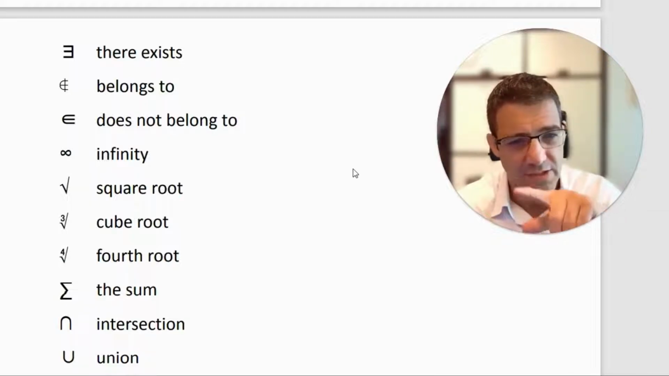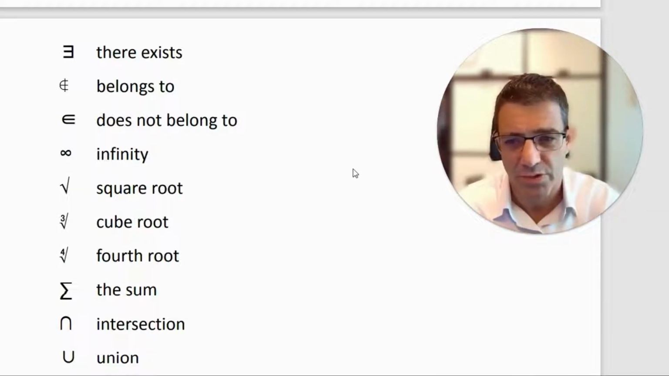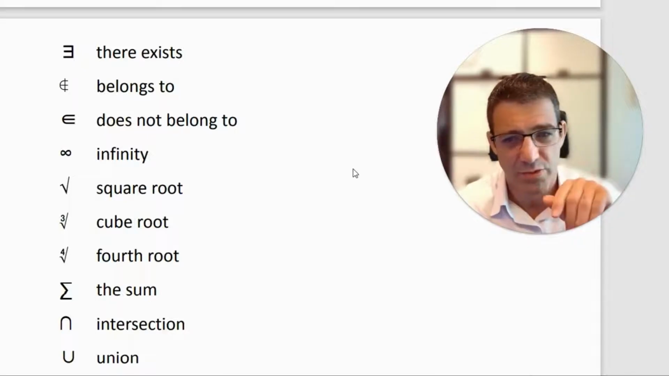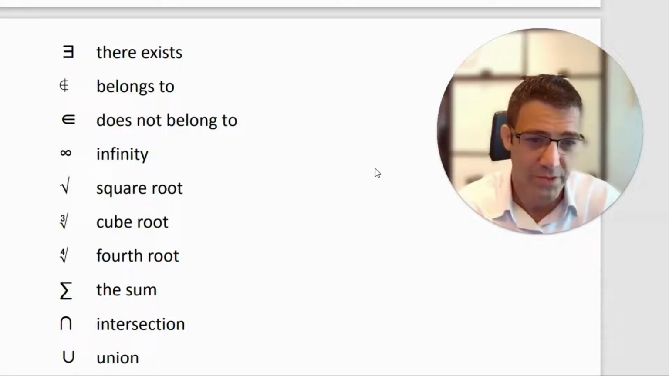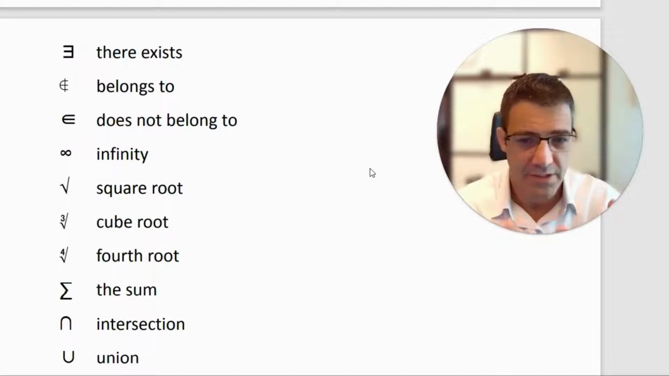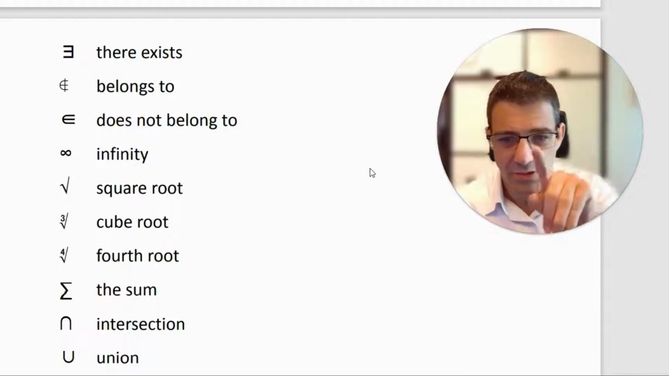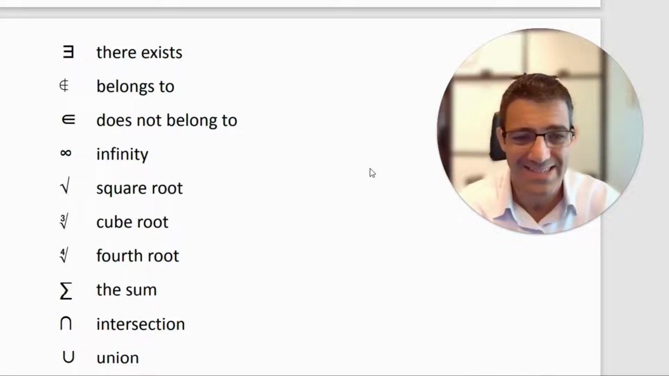The square root sign, so the radical symbol is square root. The cube root sign is the square root symbol with a little 3 inside. And if you put a 4, it means the fourth root, so these can go on. And then the Greek letter sigma means the sum. So when you're trying to add several things, like the sum of a sequence, for example, you'll use the symbol sigma for sum.